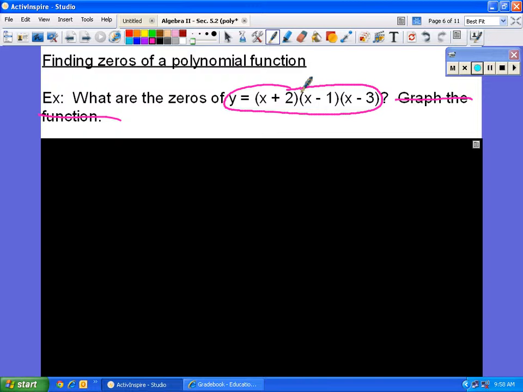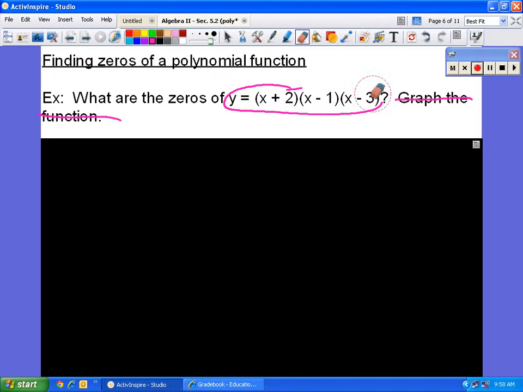So we talked about two different ways to do that. Does anyone remember either one of the ways? One of them is the short way, one of them is the longer way. We are going to do the short way.